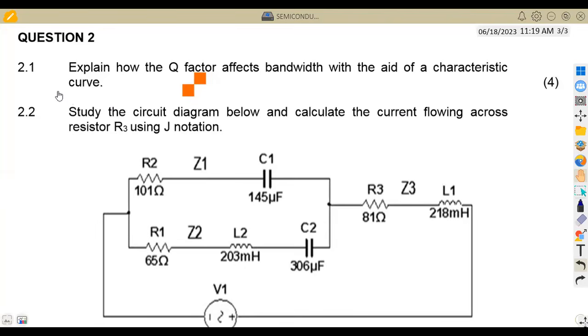Question number 2, where we are given 2.1: explain how the Q factor affects the bandwidth with the aid of a characteristic curve. So we are asked in this case to apply a characteristic curve in our explanation of how the bandwidth is affected.